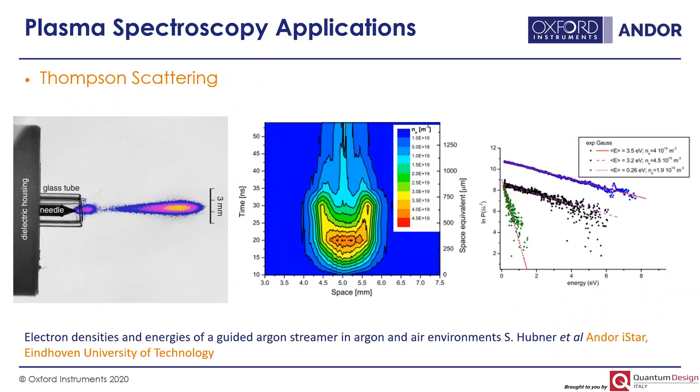And next, I've got an example of where Thomson scattering has been used in plasma spectroscopy in a lab. In this example, a gated Andor ICCD camera was used to measure how the electron density of an argon streamer varied using Thomson laser scattering. They wanted to learn how the properties of the plasma discharge and electron densities varied throughout the streamer. And they found quite a strong difference between the electron density and the emission profile that they recorded.